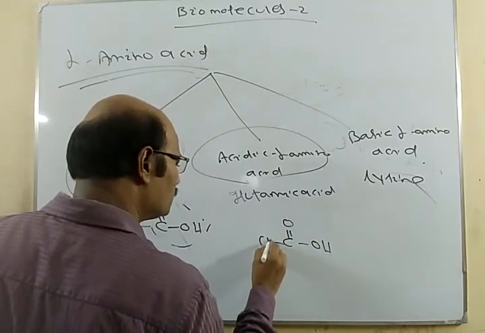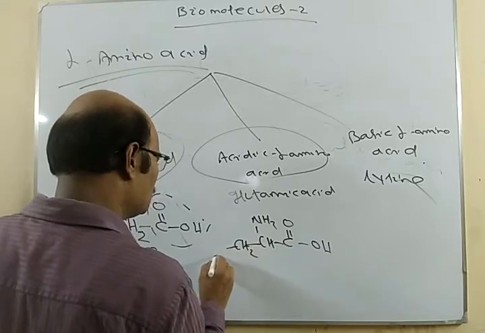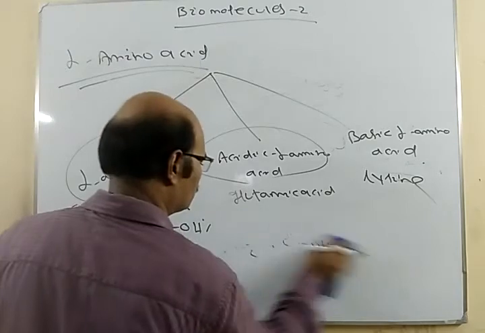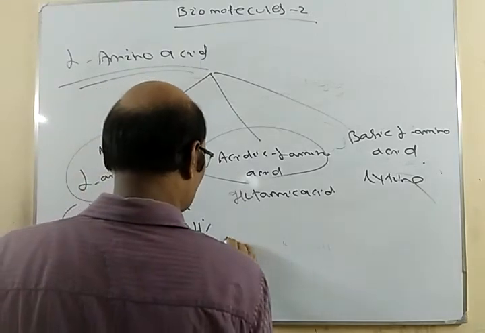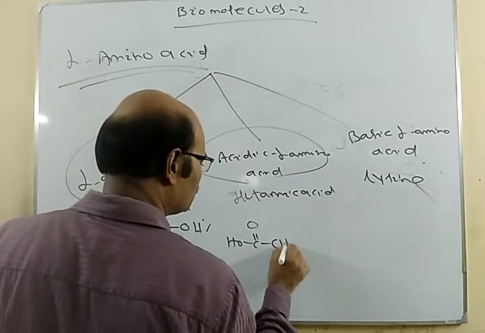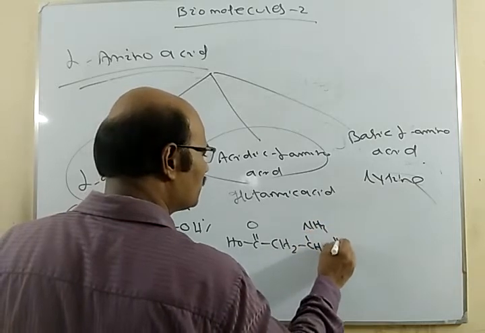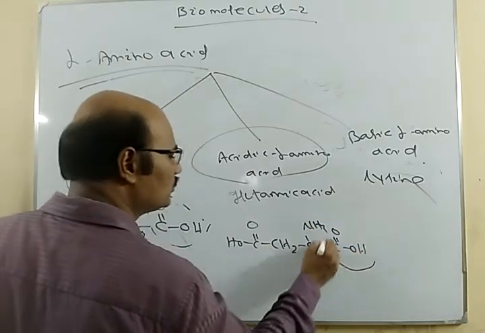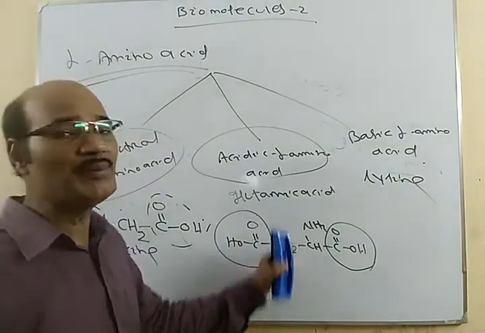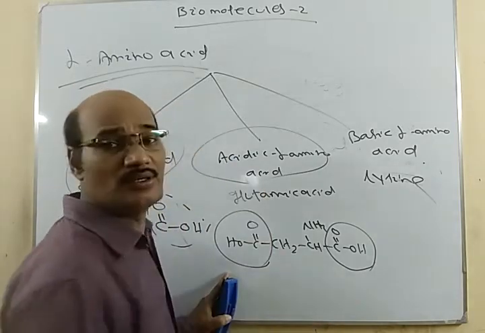Glutamic acid we can write as COOH, CH2, NH2, CH2, COOH. HOOC, CH2, CH2, NH2, COOH. You see, COOH group and COOH group. Two COOH groups are there. It is called glutamic acid because two COOH groups are there. It's your acidic alpha amino acid.